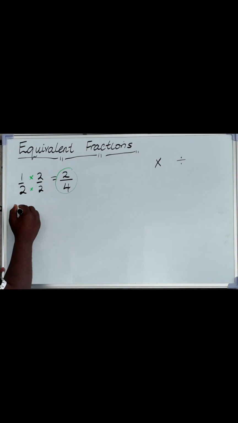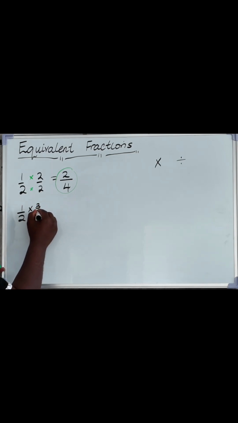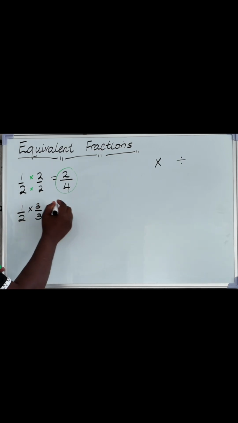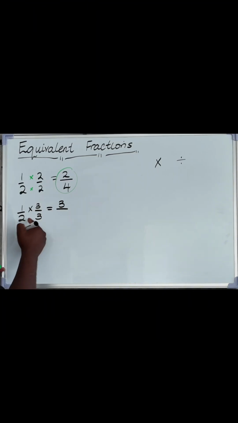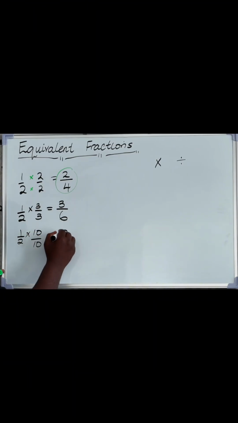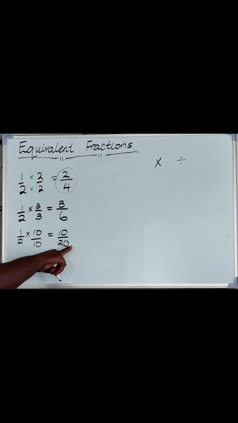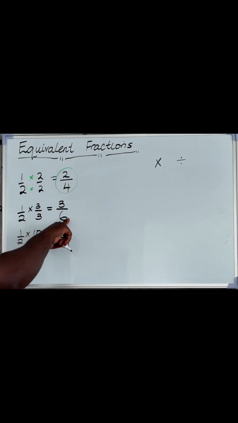A quick one again, with the same fraction, a half. This time we're multiplying by 3 over 3. 1 times 3 is equal to 3, and then 2 times 3 is equal to 6. Same applies if we want the next one. This time around we're not going to multiply by 4. Maybe let's just pick a number like 10. Say multiply by 10 over 10, this is equal to 10 over 20. So we are now saying a half is equivalent to 10 over 20, a half is equivalent to 3 over 6, a half is equivalent to 2 over 4.